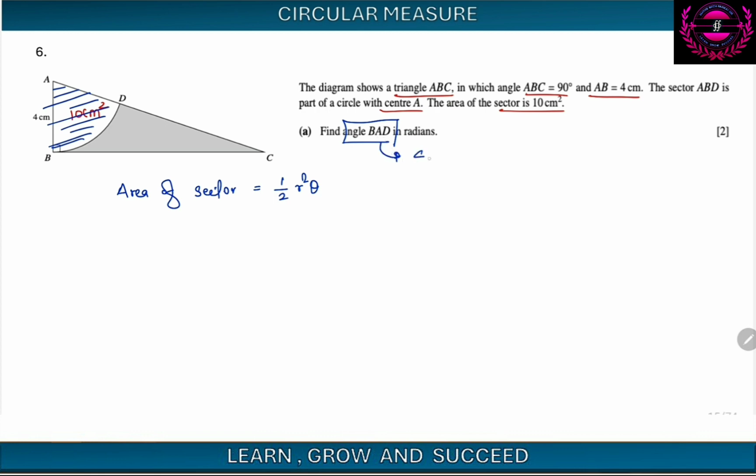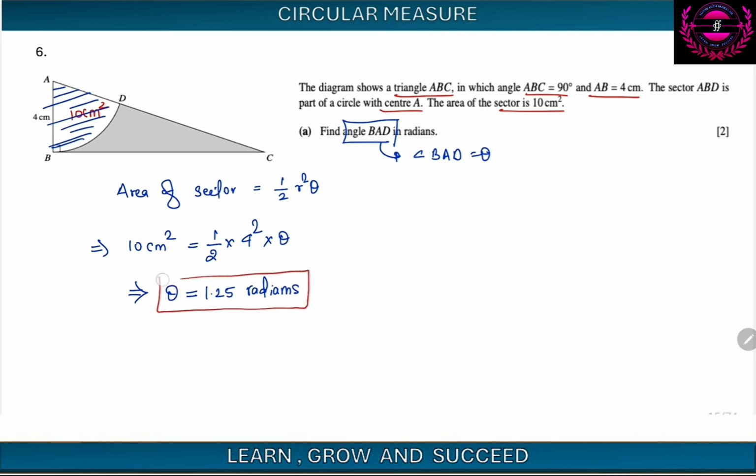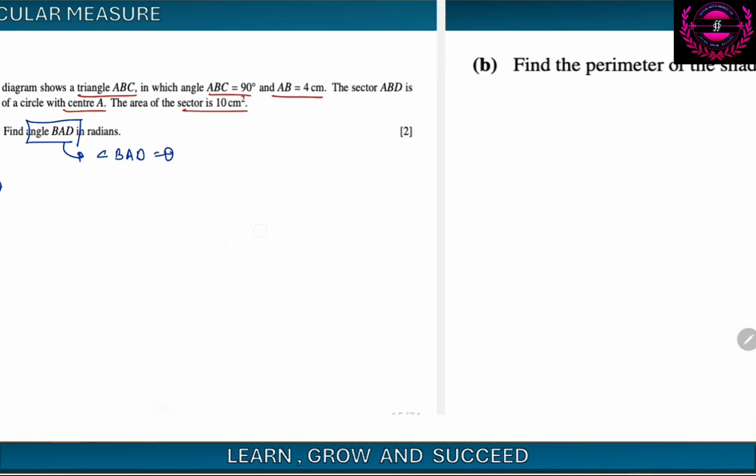So now we have to find theta. The area of the sector is already given to be 10 centimeter square, and radius is also given to be 4. Therefore theta becomes 1.25 radians. This is our final answer. Let's move to the next part.